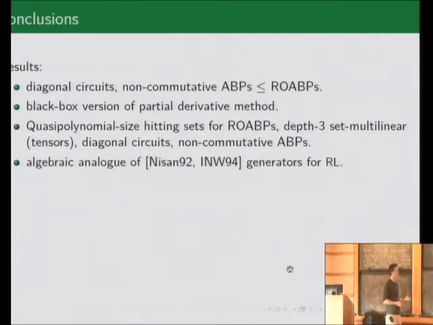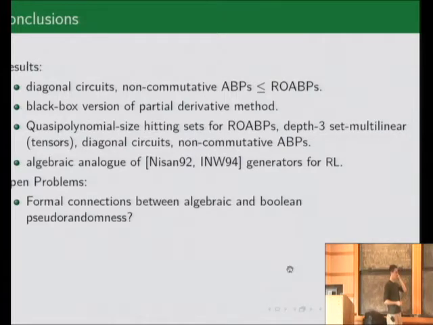So we get an analog of the Boolean generators for RL. There are obviously some open problems. The proof of what we did is very similar to previous works in the Boolean case. We do recursion. We have extractors. I don't know if there are formal connections. Maybe there are, maybe there aren't.